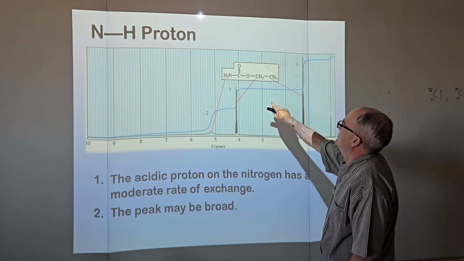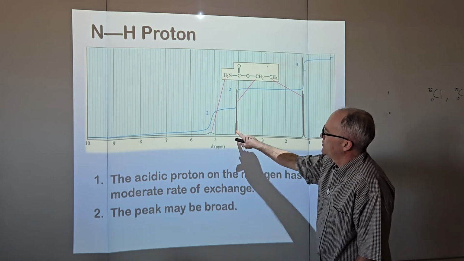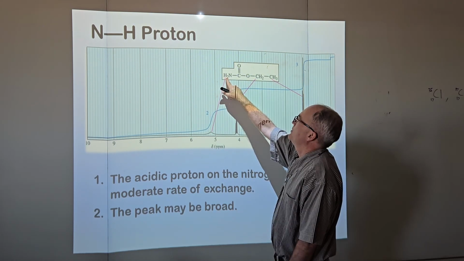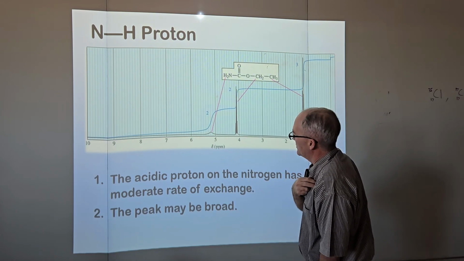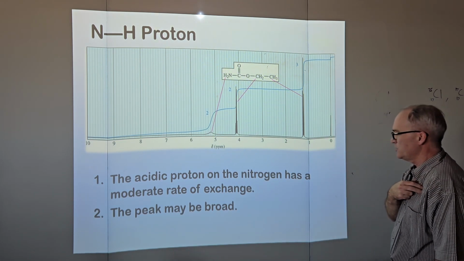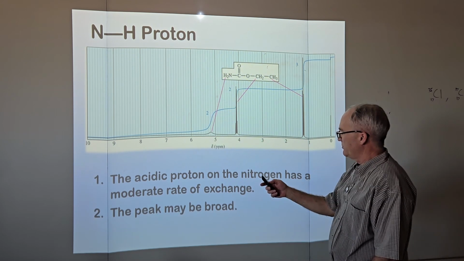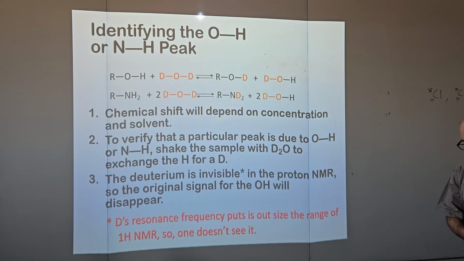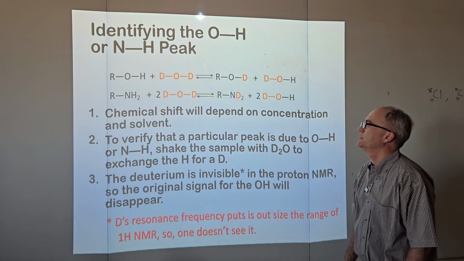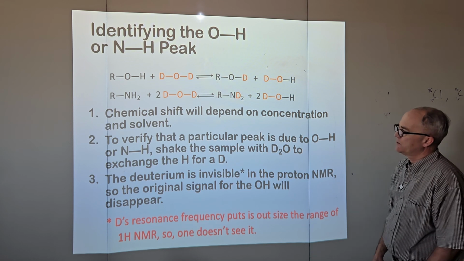How many signals? 1, 2, 3. 1, 2, 3. That looks a little strange. So these, at least the first proton, should come off. The acidic proton on the nitrogen has a moderate rate of exchange, and the peak can be broadened. So there are ways to identify whether you have that in your sample or not. Chemical shift depends on concentration and solvent.